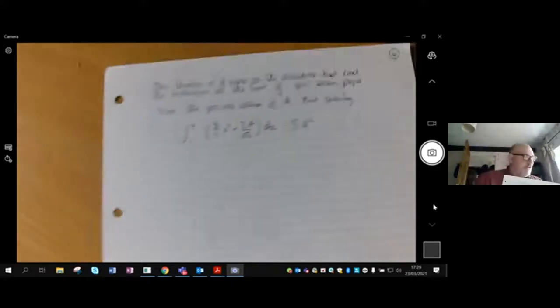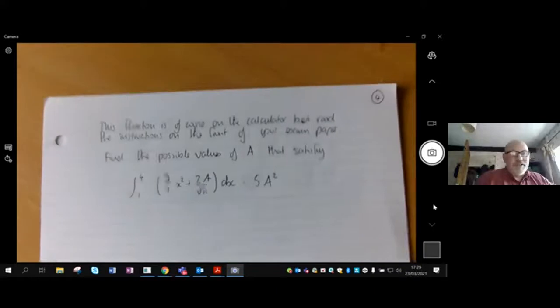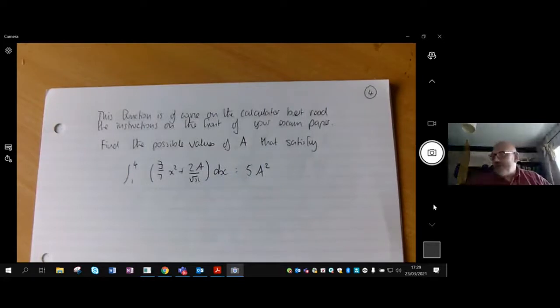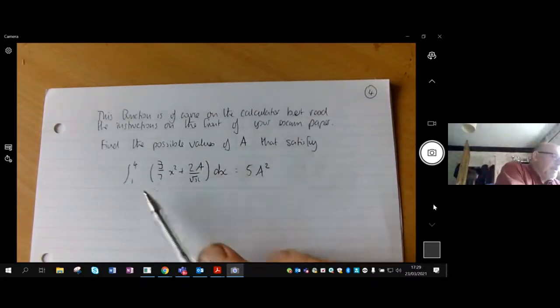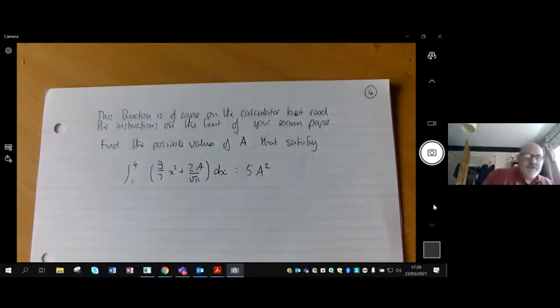It's quite a good thing, because if you haven't done any integration for a week, you'll be on the point of forgetting it. And actually, recapping it yourself is a good way to remember stuff. Now, this question here, find the possible values of A that satisfy the integral of that function equals 5a squared. Now, questions like this are going to crop up now and then, and they're novel. Not quite what you're expecting.